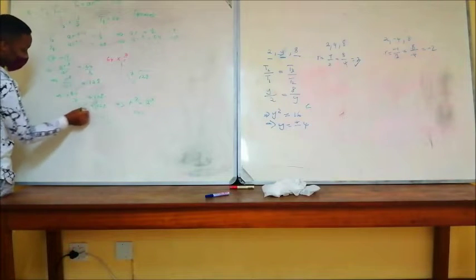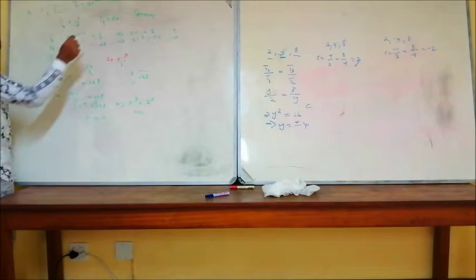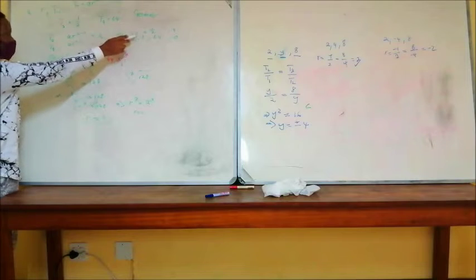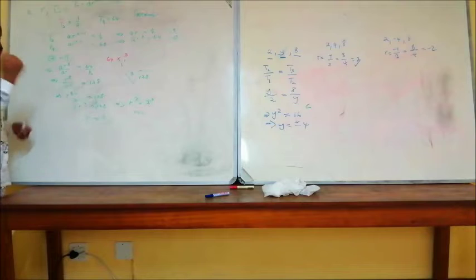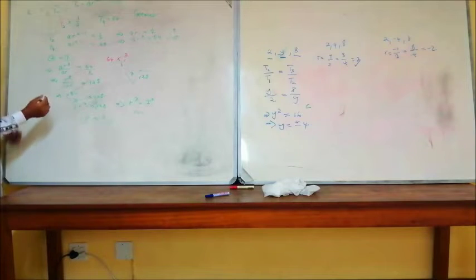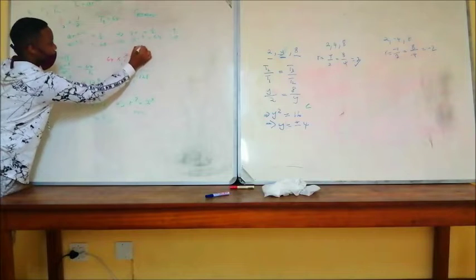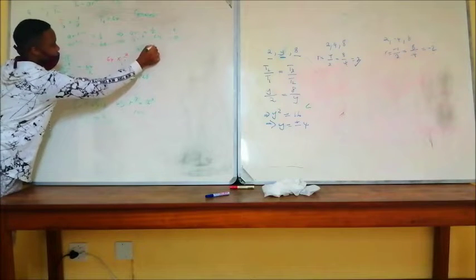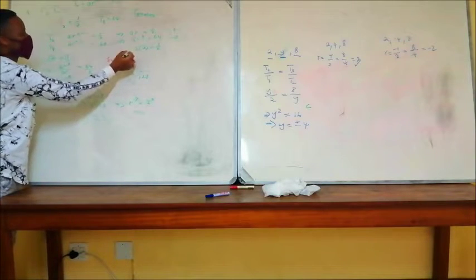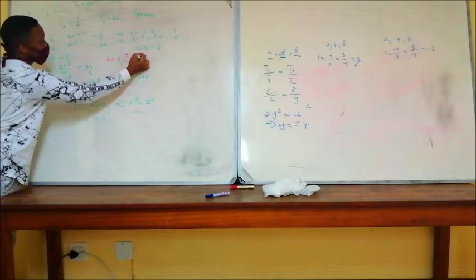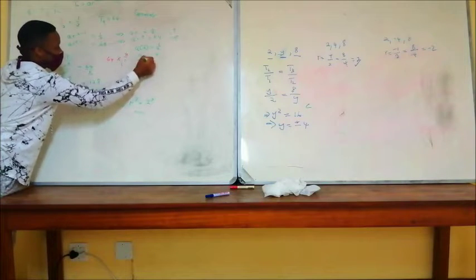Okay, so we're able to find our r, right? So how are we going to find our a now? Substitute in this formula, right? So we're going to substitute r equals 2 here. So it's going to be a multiplied by 2, which is equal to half, right? Okay, and then what do we do next? So a is equal to half divided by 2.